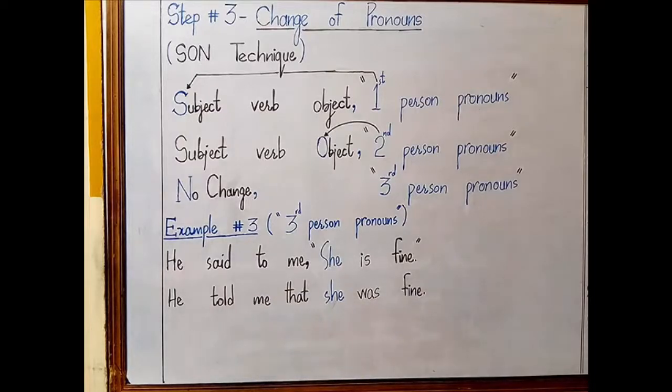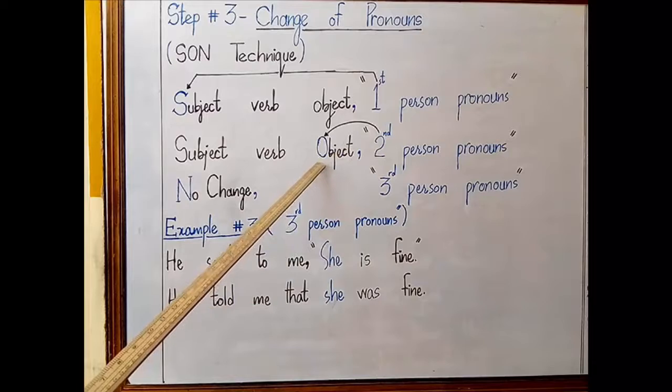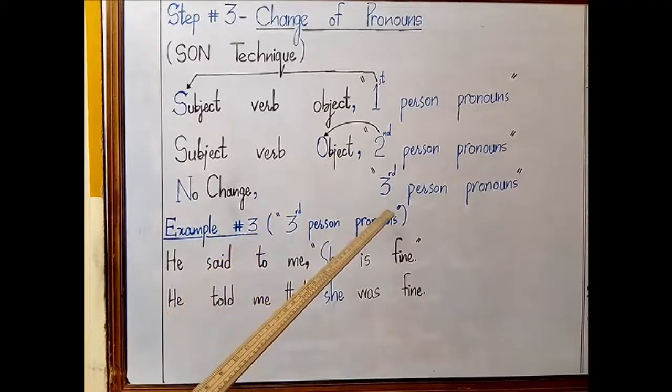You people can do some more practice through different sentences using first person pronouns in reported speech, second person pronouns in reported speech, and third person pronouns in reported speech. And you can keep this image of the SERT technique before you: when you have first person pronouns in reported speech, you will make changes from the subject of the reporting verb. And if you have second person pronouns, you make changes from the object of reporting speech. And if you have third person, then you make no changes.